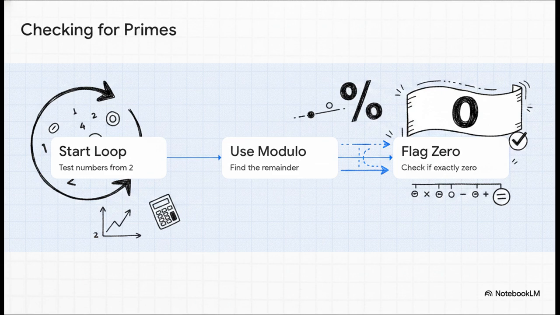Inside that loop, they use the modulo operator, that little percent sign, to find the remainder of the division. If that remainder hits exactly 0 at any point, boom, a flag is triggered. That means the number is divisible by something other than 1 and itself, so it's definitely not prime. And the really beautiful thing here? This little loop and modulo dance works exactly the same in both languages.